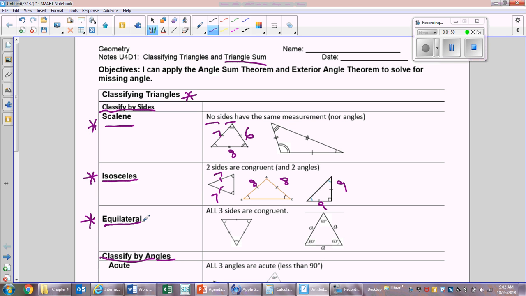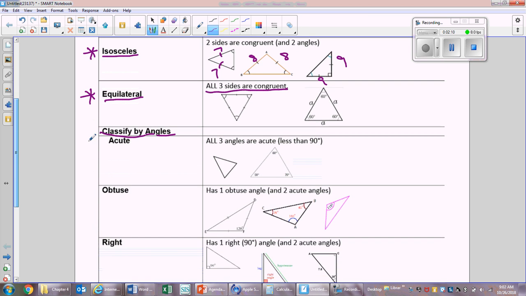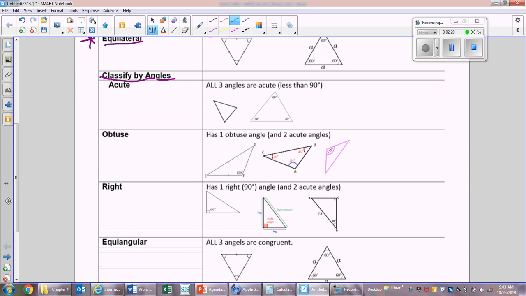And an equilateral triangle, as you can probably guess from the word itself, means all sides are going to be congruent. So if it's 10, 10, 10, or 20, 20, 20, or 5, 5, 5, whatever it is, the sides of the triangle are always going to be equal to each other. All right, the next one is classifying triangles using their angles.